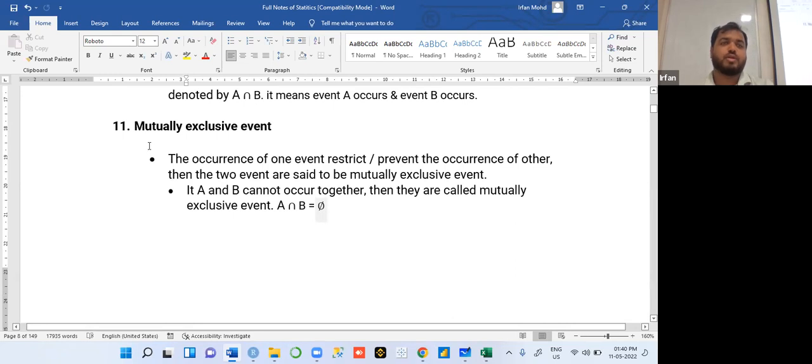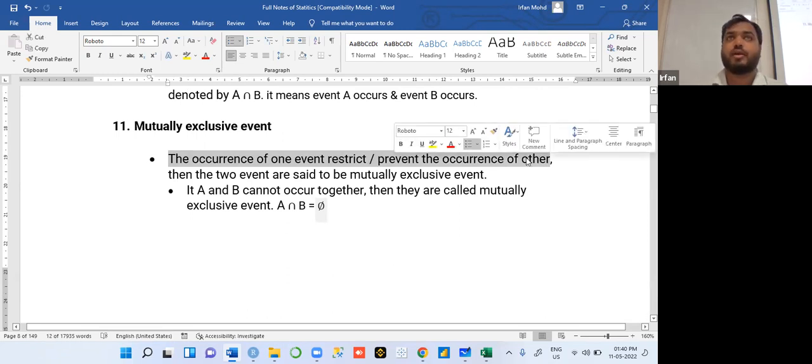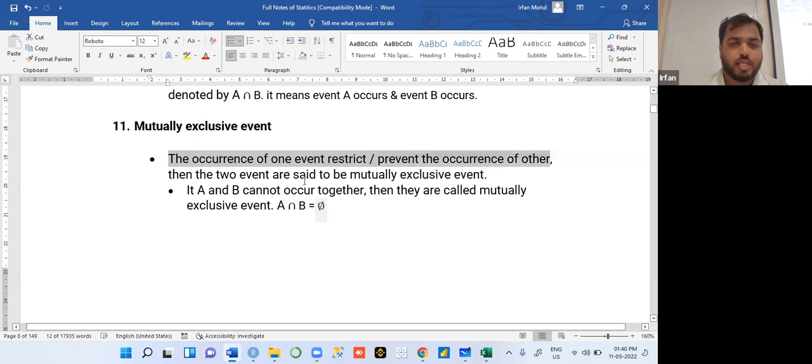Then you have mutually exclusive events. Occurrence of one event restricts or prevents the occurrence of the other event. If one is happening, the other will not happen. Repeating, if one event happens, another event will not happen. Then the two events are said to be mutually exclusive events. Let's see an example.